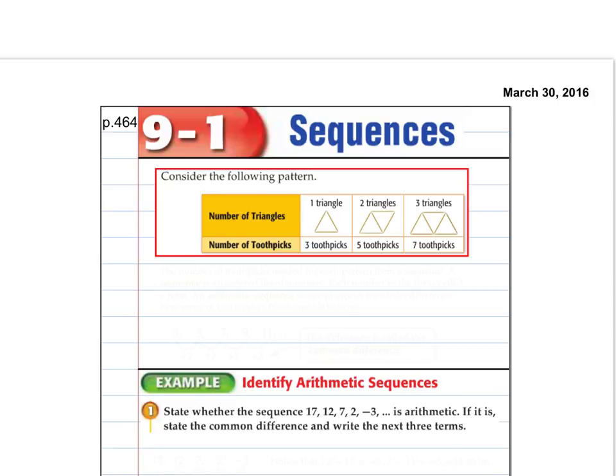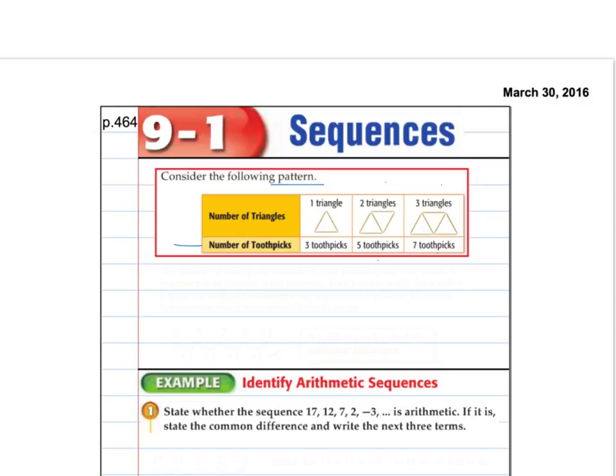So I want you to first consider the following pattern of triangles. We notice that one triangle needs 3 toothpicks, 2 triangles needs 5, 3 triangles needs 7. So just look at that and look for a pattern that you see there. Could you make predictions about how many toothpicks we'd need for 4 or 5 or 6 triangles, and so on and so forth?